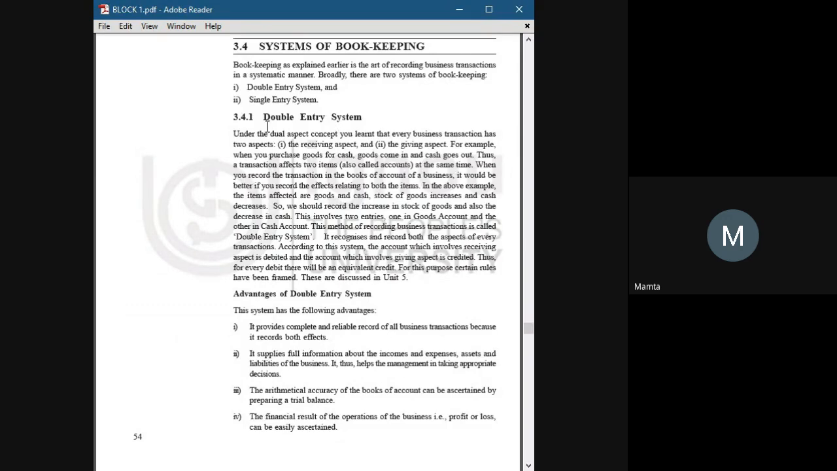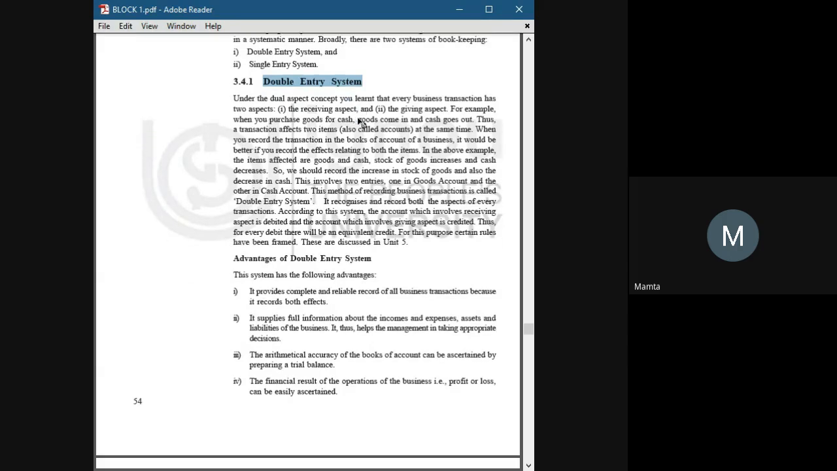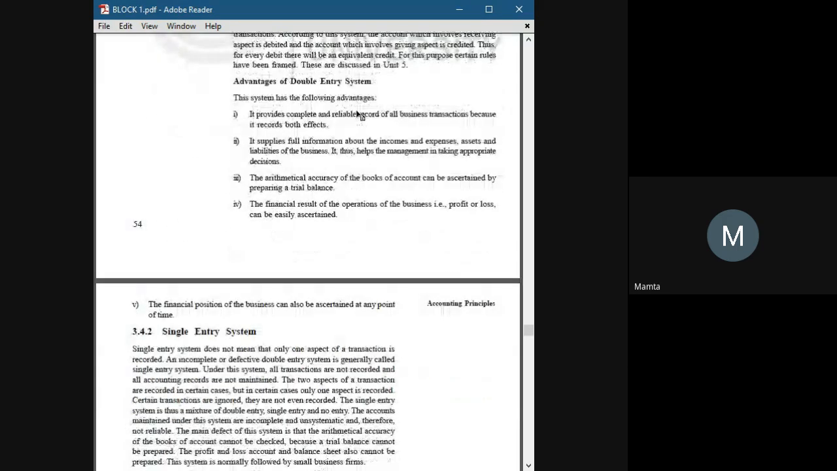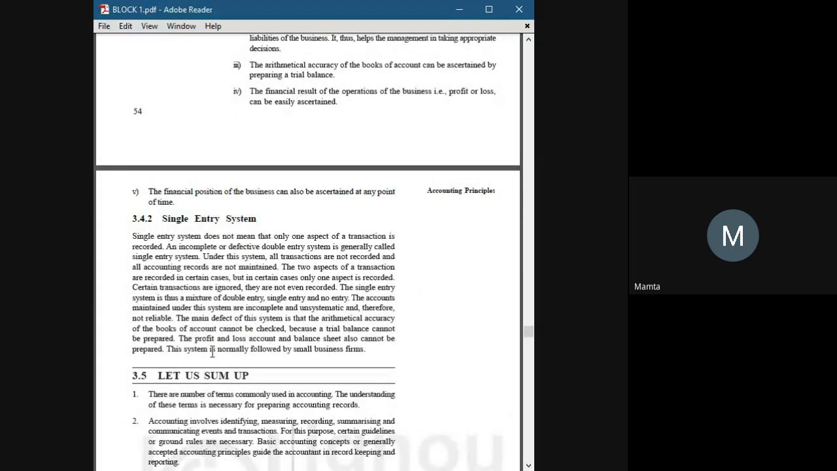System of bookkeeping: double entry system and single entry system. In many businesses, or if I say every business, follows the double entry system, because it has a dual effect. It nullifies the effect of the other entry. Almost every business in this world uses the double entry system, and the single entry system is used by few businessmen; if you have a small business firm, then you can use the single entry system.